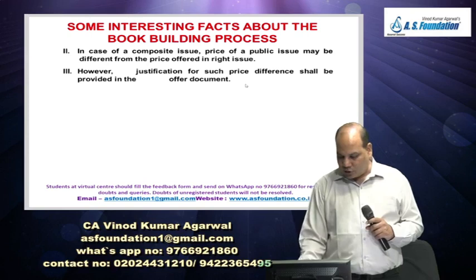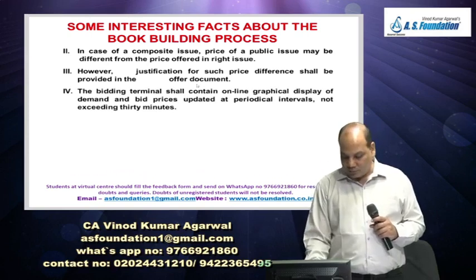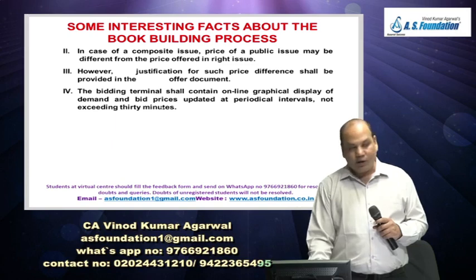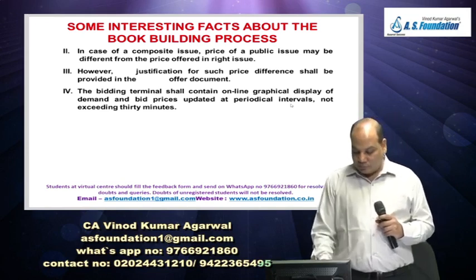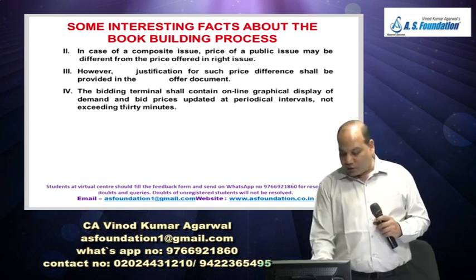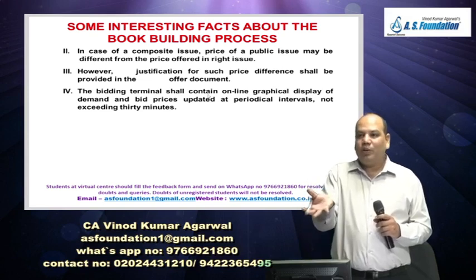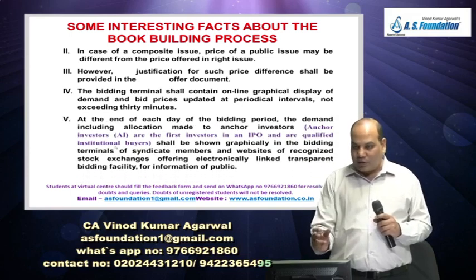However, justification for such price difference will be provided in the offer document. The bidding terminal shall contain online geographical display of demand and bid prices, updated at periodical intervals not exceeding 30 minutes. That means every 30 minutes you have to update how many bids have been received, number of shares, price.